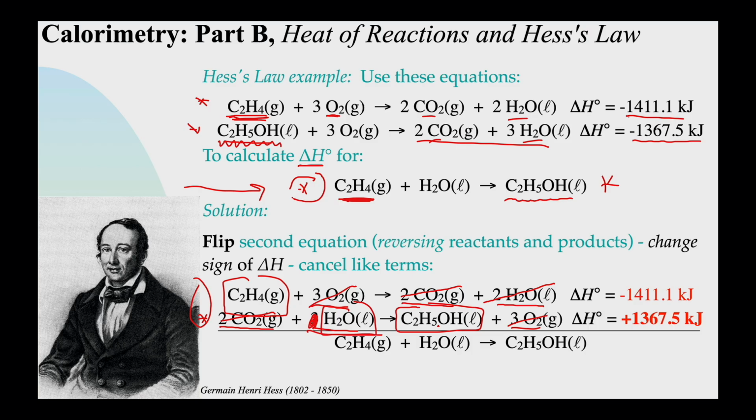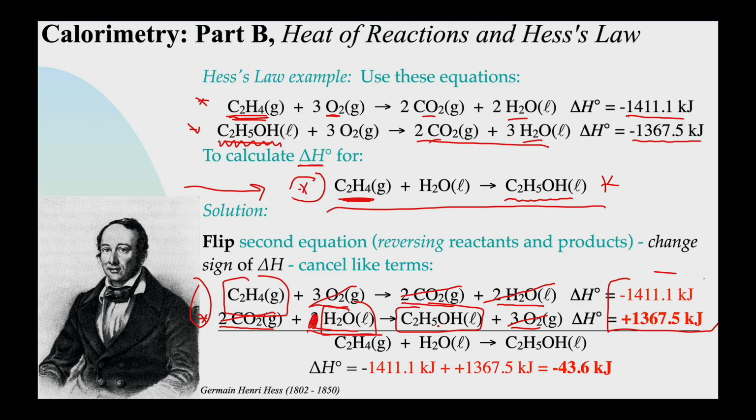The delta H for this reaction will be literally just the sum of these two numbers right there. So if you take negative 1411.1 and add 1367.5 to it, you get negative 43.6. That number is the delta H for C2H4 plus water making C2H5OH. And again, that's kind of cool because we use two equations which were really easy to do. Burning is an easy reaction to study. We combined them to give a delta H for a reaction which would be much harder to do. Adding water to something is sometimes hard to even know when it's done.